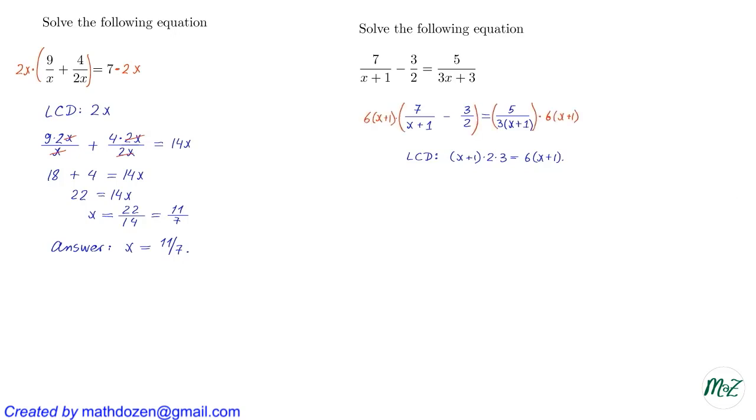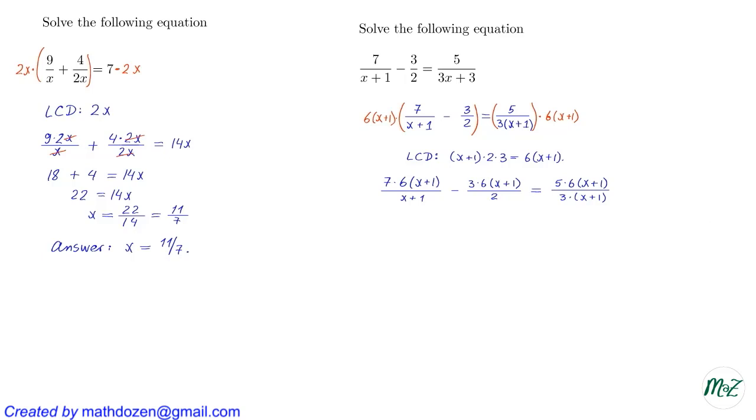Now we're going to multiply both sides of the equation by 6 times x plus 1. And we're going to literally distribute 6 times x plus 1 in the numerator of all of those fractions. So we're looking at 7 times 6 times x plus 1 over x plus 1. That's how the first fraction looks. Minus 3 times 6 times x plus 1 over 2 equals 5 times 6 times x plus 1 over 3x plus 1.